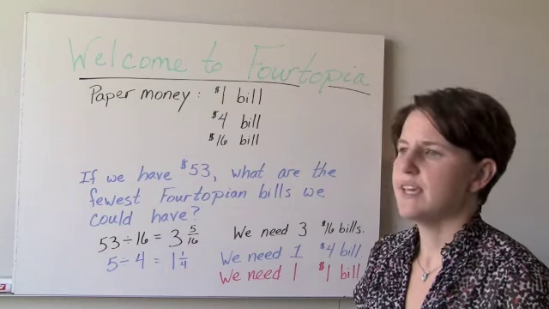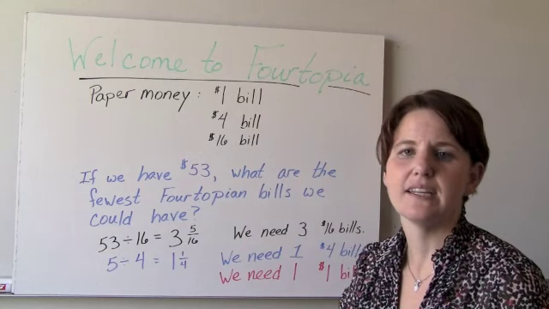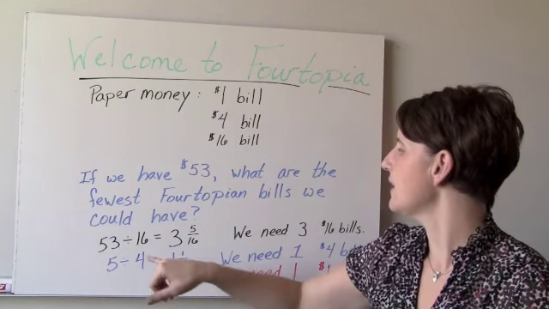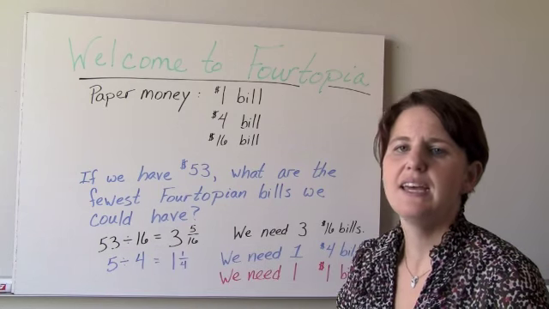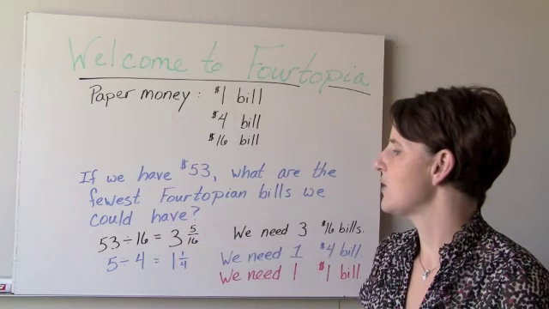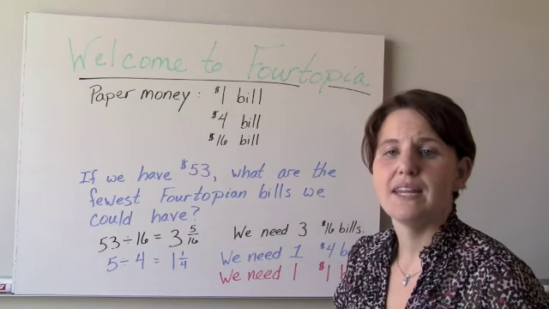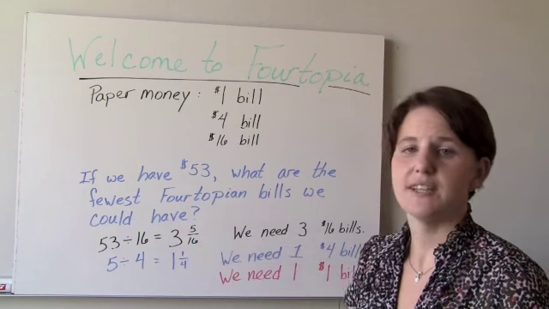And so to do this, let's think about our largest bill first. How many 16s do we have in 53? Well, this is a division problem. 53 divided by 16 is 3 and 5/16, or 3 with a remainder of 5. So that means we need 3 $16 bills. Well, we have $5 left over.